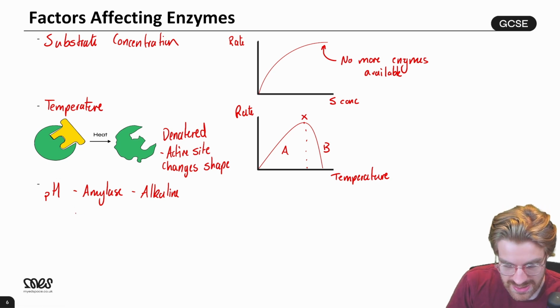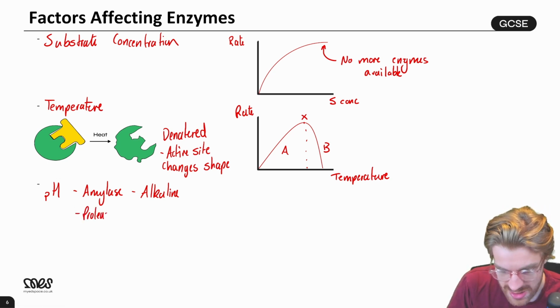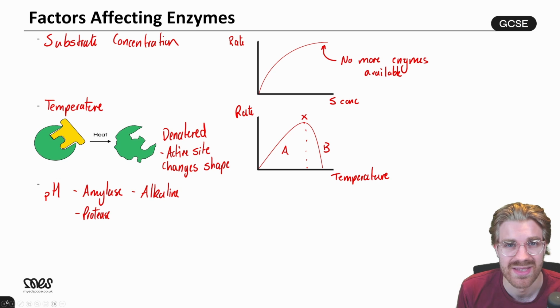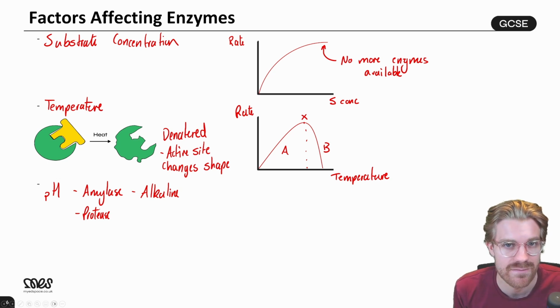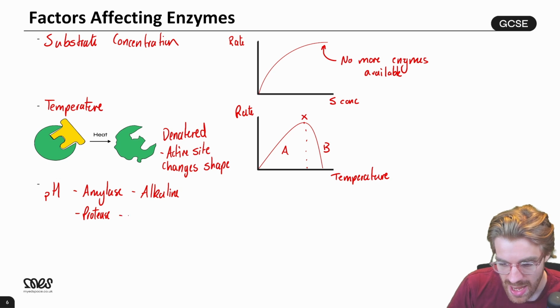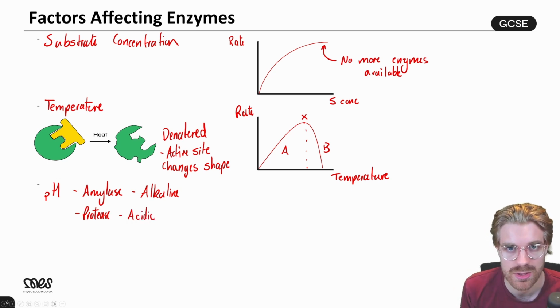Our proteases, however, are produced within the stomach. And the ones that are produced in the stomach are within a highly acidic environment, a very low pH. And so they are adapted to function in that acidic environment.